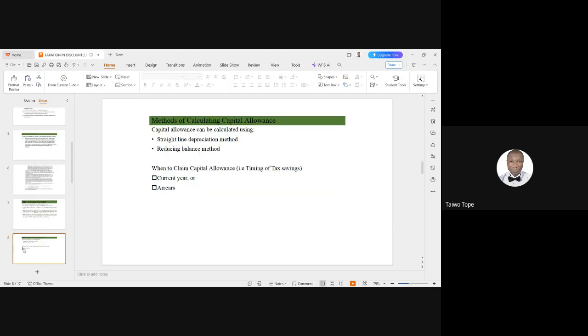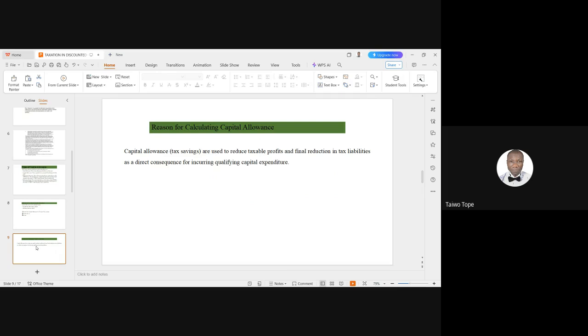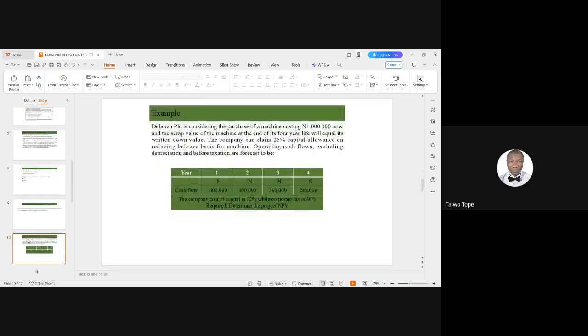Now, methods of calculating capital allowance: we have the straight line depreciation method and the reducing balance method. All these you have known from your elementary accounting class. And when do you claim capital allowance? The timing of tax savings can be the current year or in arrears, depending on what the question is saying. The reason for calculating capital allowance is that capital allowances are used to reduce taxable profits and thus reduce tax liabilities as a direct consequence of incurring qualifying capital expenditure.